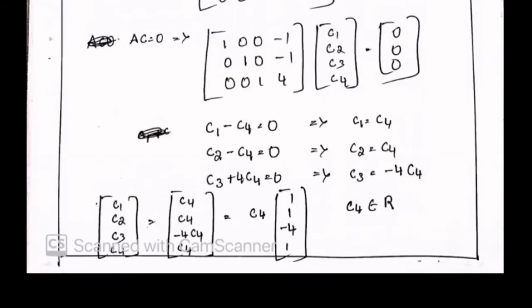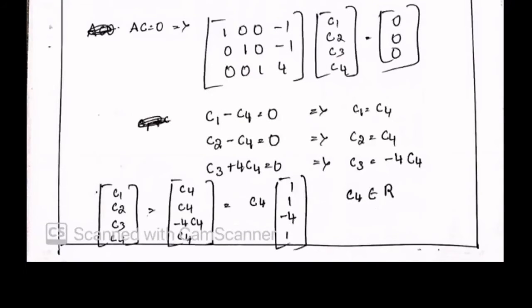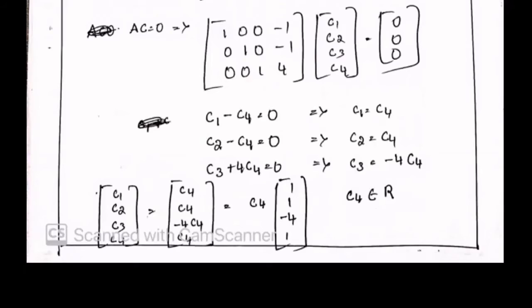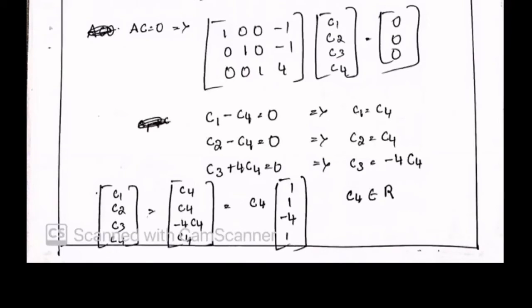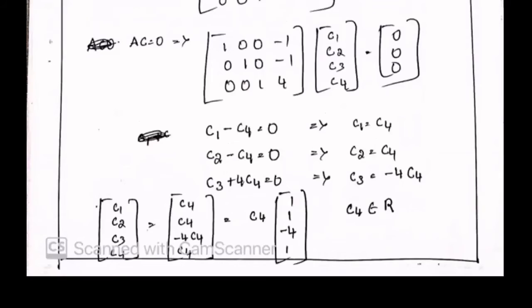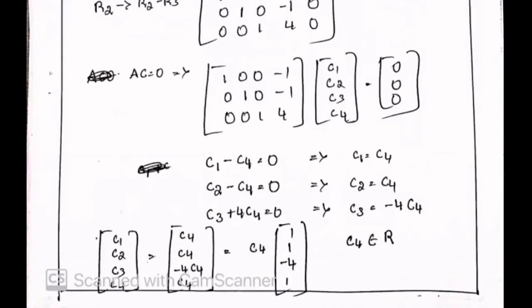Yeah, if you separate out the C4, what you get is 1, 1, -4, 1. Here you can substitute any values for C4. C4 is real, that we know already, right? So if you observe properly, the C1, C2, C3 values are not coming as zeros. If you substitute C4 equal to 1, what do you get? C1 becomes 1, C2 becomes 1, C3 becomes -4, C4 becomes 1.